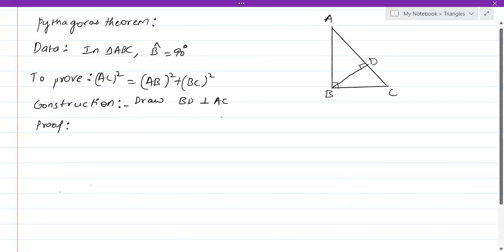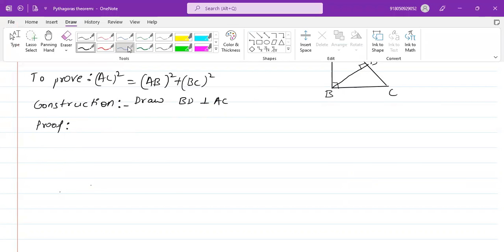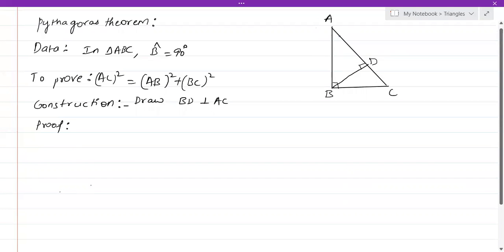So first, we'll take the smaller triangle ABD. Let me shade it. The smaller triangle ABD that I'm talking about is this triangle that I'm shading. So this triangle and the bigger triangle ABC, let's try to prove that they are similar.